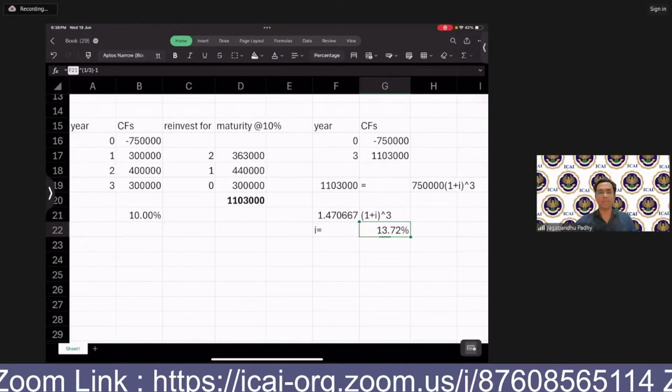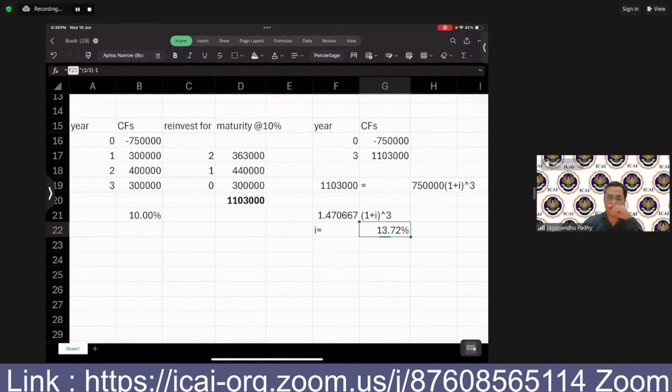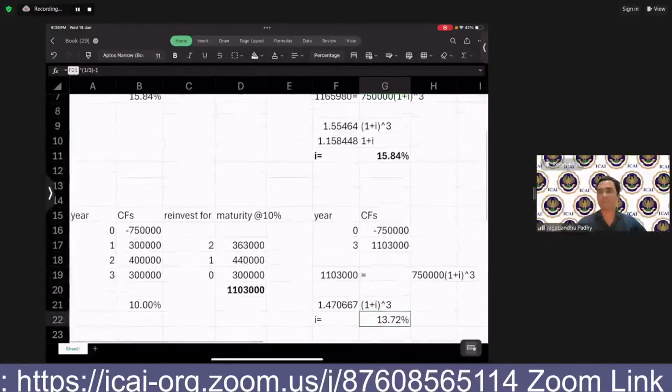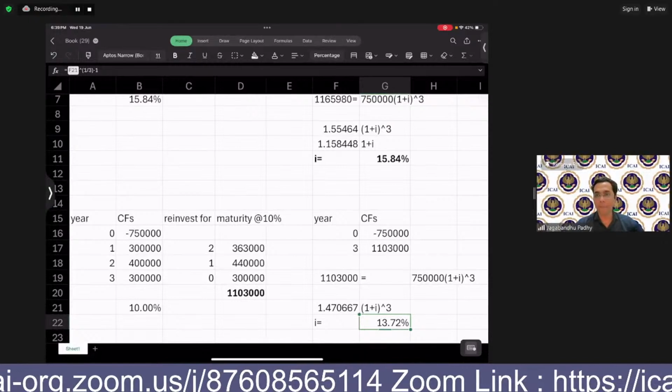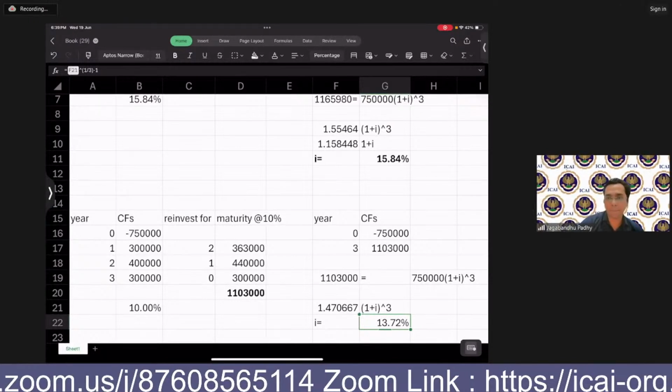Is it clear, everyone, how to compute the modified rate of return and what is the reasoning behind that? Yes, are we clear?